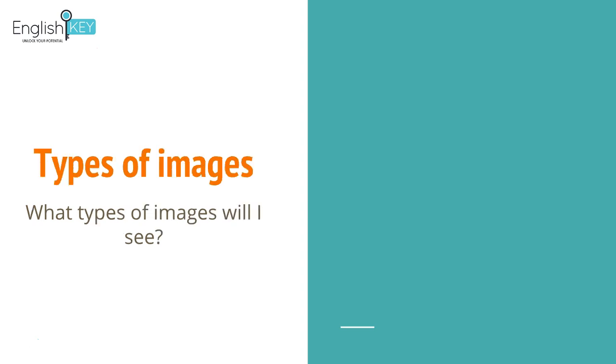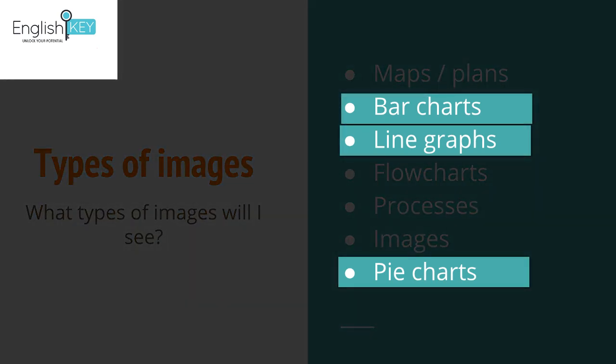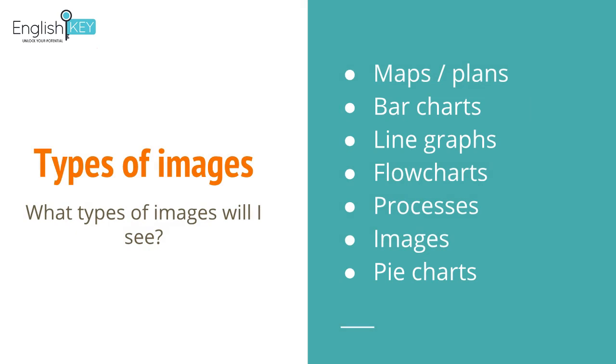So, what type of images will you see during the exam? There is a standard bank of types of images, and you need to be prepared for all of them. There are some which are more common than the others. So the most common are maps and plans, bar charts, line graphs, flowcharts, processes, images, and pie charts. Actually, the most common are the bar charts, the line graphs, and the pie charts. So be prepared for those. They will definitely be in the exam. Some of the others may or may not be in the exam.